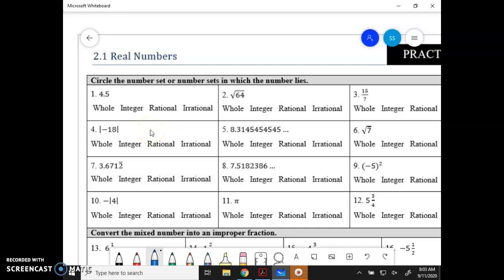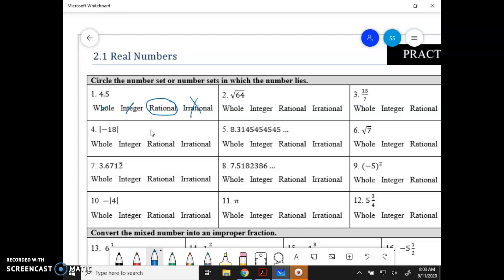So 4.5 has a decimal, so that's not a whole number. It's not an integer because an integer is just a whole number that's negative or positive. Okay, but is it a rational number? Yes, it is, right? Because it's a decimal that terminates. It stops right after 5. Okay, and if it's rational, it can't be irrational.